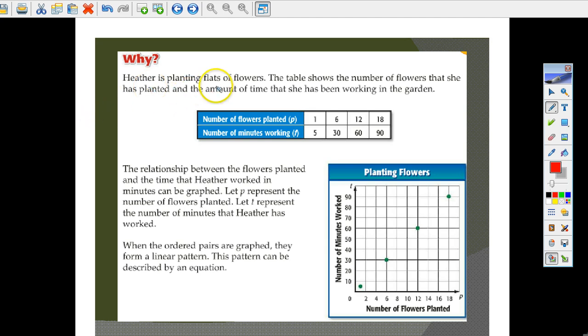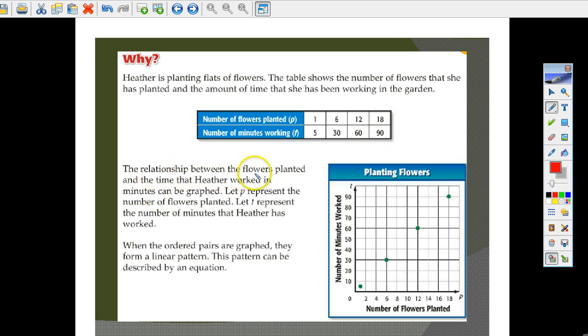Heather is planting flats of flowers. The table shows the number of flowers that she has planted and the amount of time she has been working in the garden. Here's a nice table: P for the number of flowers planted, and T for time in minutes. For 1, 6, 12, 18 flowers, she has 5 minutes, 30 minutes, 60 minutes, 90 minutes.